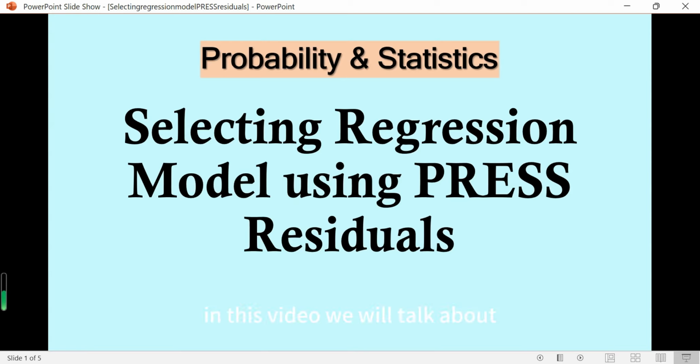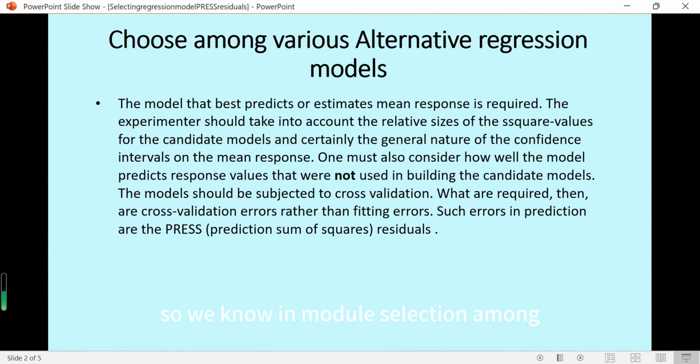In this video, we will talk about how to select a best regression model using PRESS residuals. So we know in model selection among alternative regression models, usually we will think about which model will best predict or estimate the mean response of the model, of the data.